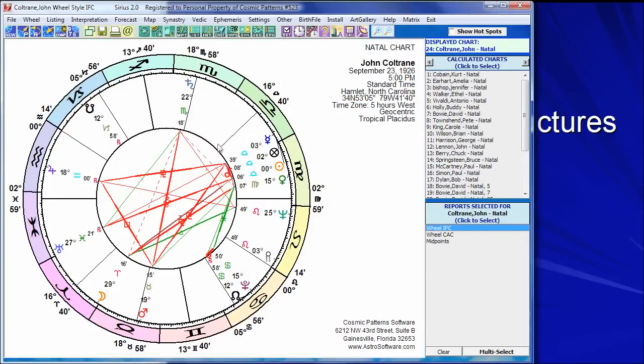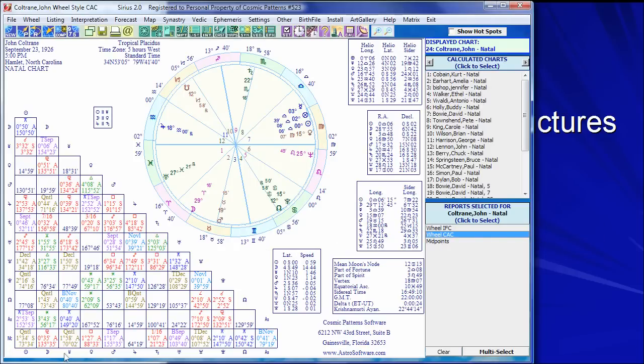The distance of Mercury to Jupiter. Well, I'll pull up this other wheel style, and it will show me in the aspect grid Mercury to Mars, 134 degrees 24 minutes. Mercury to Jupiter, 134 degrees 21 minutes. So this one has a 3-minute orb. The Mercury-Mars is exact.